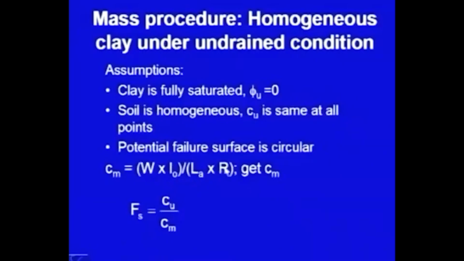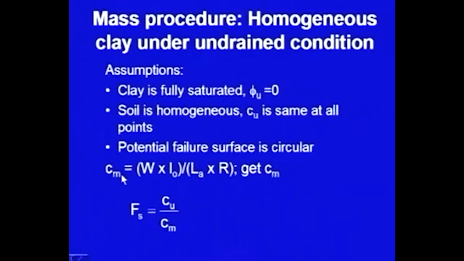then you can find out the cohesive forces and their moments. So Cm into the length of arc into radius gives you the resisting moment. And for the limit equilibrium condition, the resisting moment and the driving moment are taken equal, and from there you can find out the value which is required for the cohesion. So, this much value of the cohesion is required to keep it in equilibrium. So, this is the mobilized cohesion.